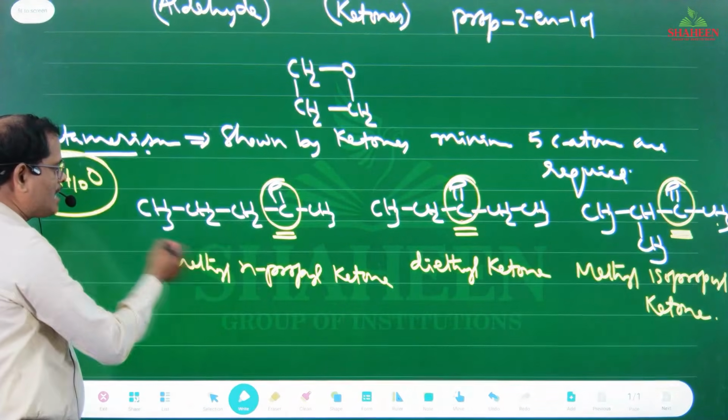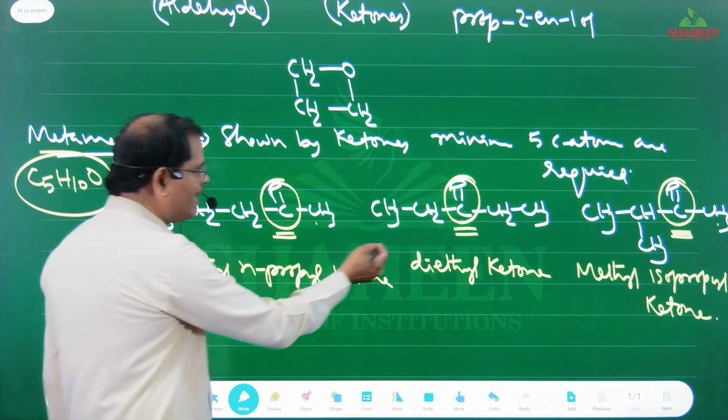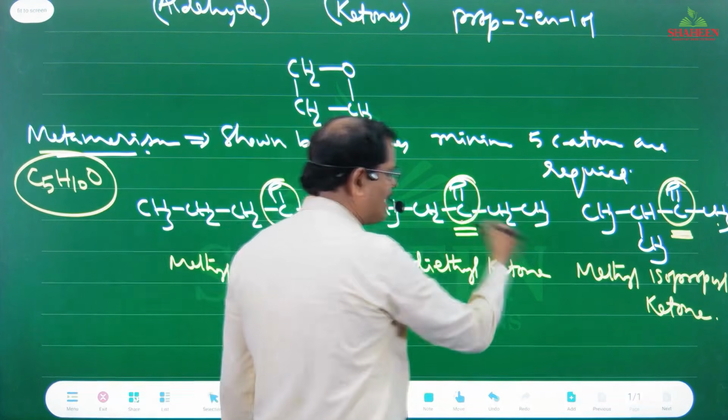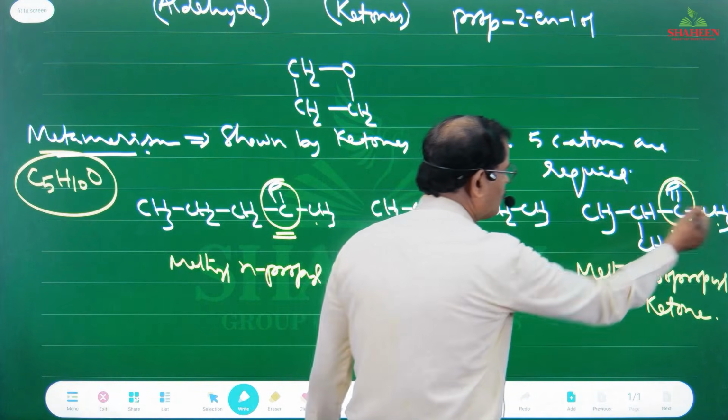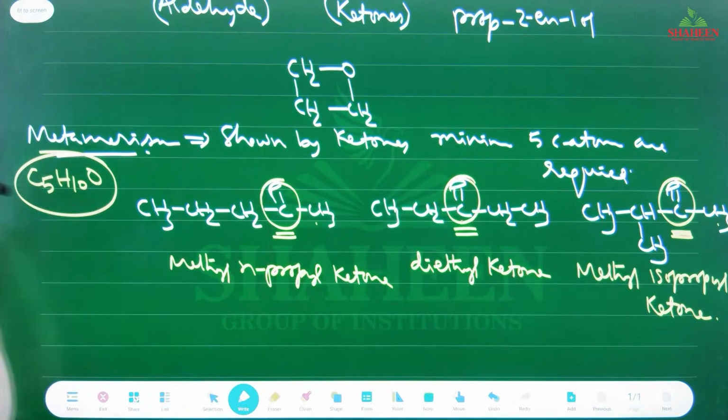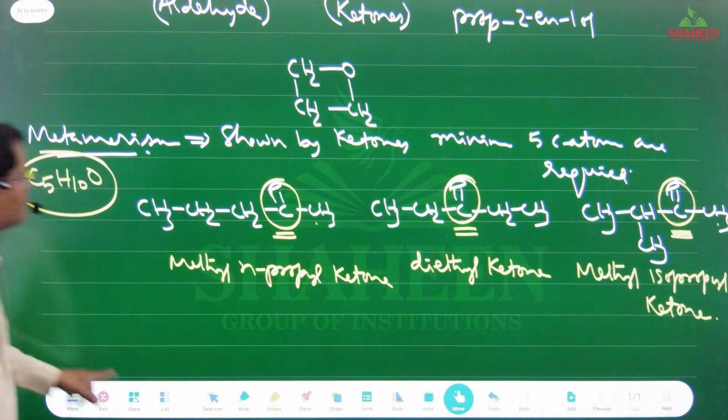Here the alkyl groups are n-propyl and methyl. Here the alkyl group is diethyl; both sides an ethyl group is bonded with the carbonyl group. Here isopropyl and methyl groups. That is why they are treated as metamers, and this phenomenon is called metamerism.